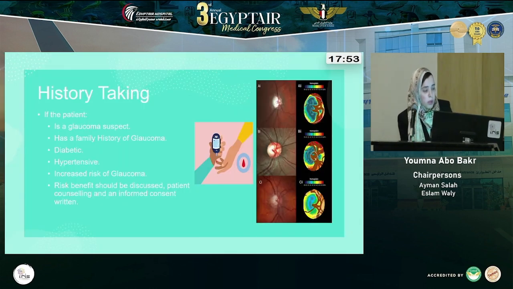The most important thing in history taking is whether the patient is a glaucoma suspect, has a family history of glaucoma, is diabetic, or is hypertensive, as these increase the risk of glaucoma. So the risk-benefit is discussed with the patient, together with counseling, and informed consent is written.